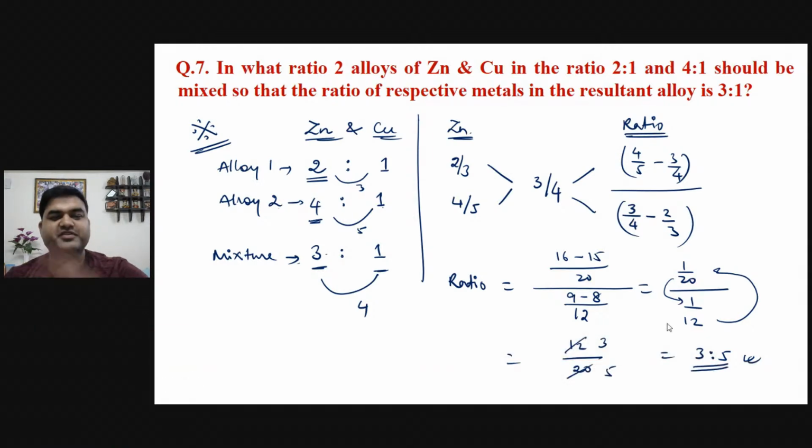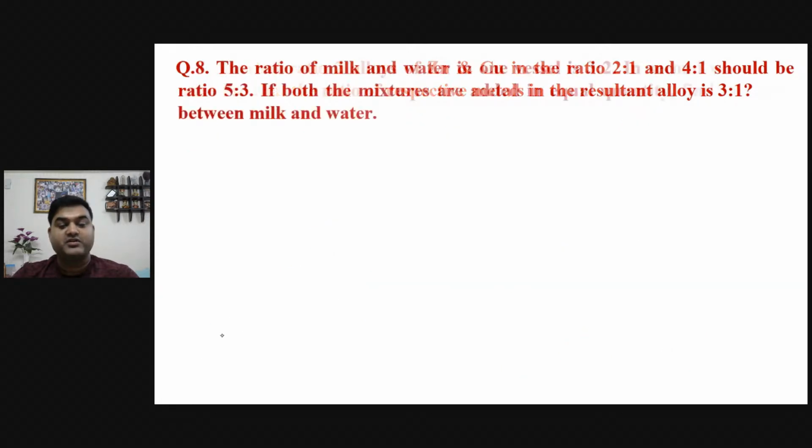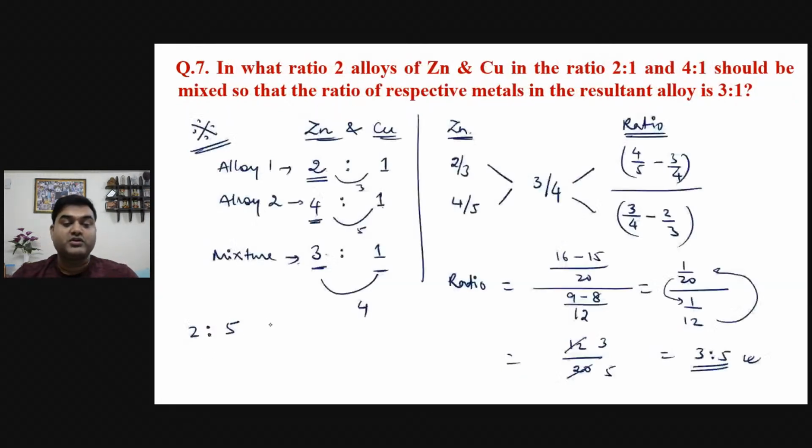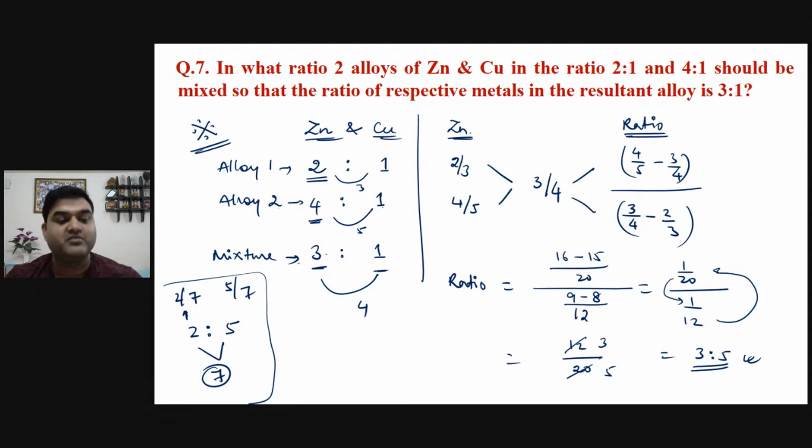So guys, it is going to be very easy. You just have to understand the basics. What is ratio? If somebody is telling the ratio of two items is 2 is to 5, that means if the total quantity is 7, then this has got 2 units out of 7 and this has got 5 units out of 7.